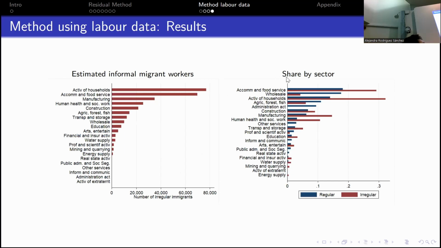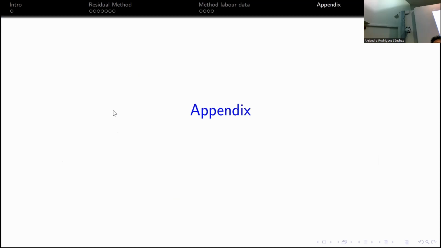In the second step, you take the share for both regular and total, and you compute the difference, and you get as a residual the share of informal. And then you get a hint of where informal migrants could work. Of course, this is not super rigorous, but I think the numbers are quite reasonable, and it could be somehow useful for some applications.